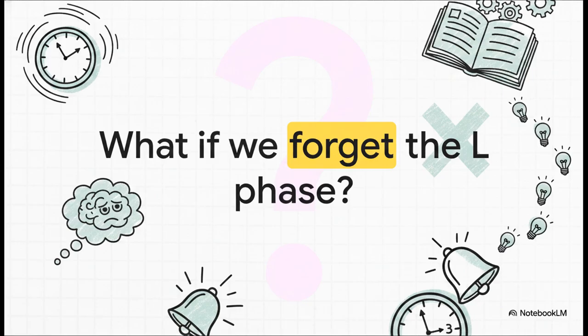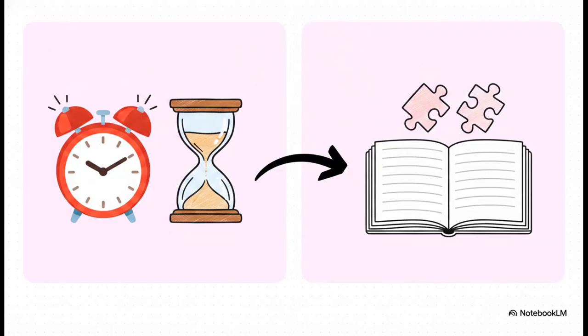Now for the second massive hurdle, and this one is totally on us as educators. What happens when we simply run out of time? We've all been there. It is incredibly easy to get caught up in an awesome discussion or a fun activity and completely accidentally skip that vital learned reflection phase before the bell rings. Here's the hard truth. If you skip the L phase, the whole KWL framework kind of falls apart.